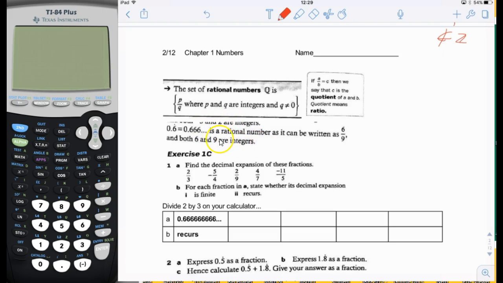Let's see. Remember that numbers that can be written as integer divided by integer aren't necessarily decimals that don't go on forever. For example, like 2/3 or 6 over 9 is like 0.666 going on forever. The thing is, 0.666 is a repeating pattern. And whenever it's a repeating pattern, you can write that as a fraction or a ratio of two whole numbers.